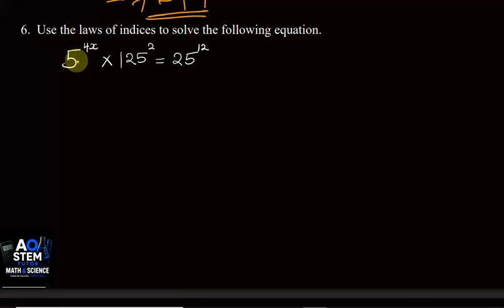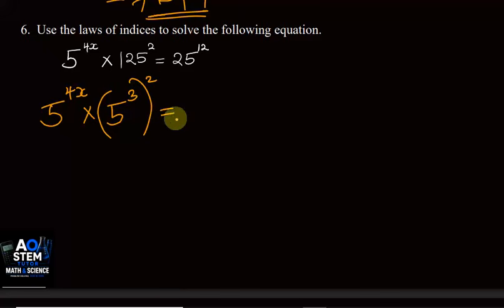We put them to the lowest possible base, which is base 5. So we are going to have 5 raised to 4x, times, instead of writing 125, we can write 5 cubed. So 5 cubed, this is 125, then it has a squared. That way it equals, still here 25 is 5 squared. So we write 5 squared, but it is raised to 12 that way.